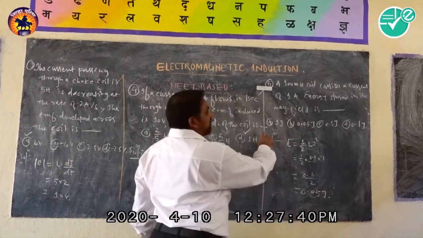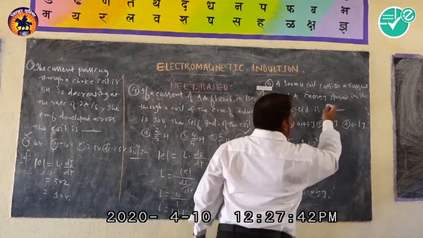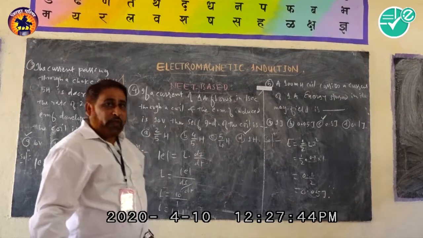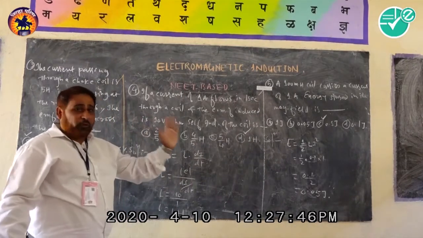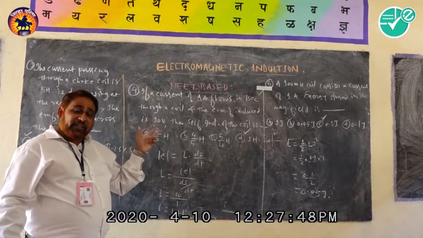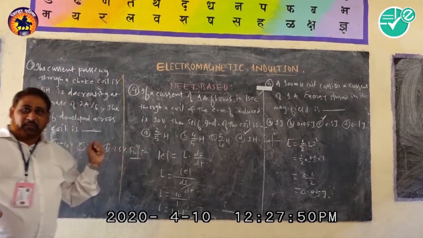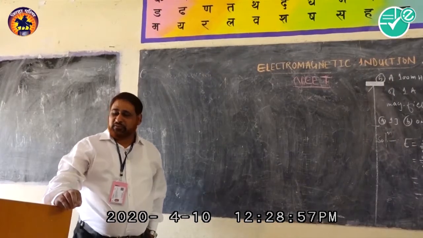So which answer is correct? Answer C is correct in this case. So this is about the different problems based on self and mutual induction. Come on, the next problem is like this.